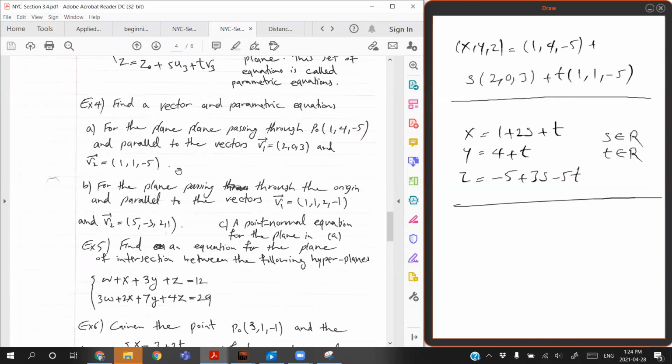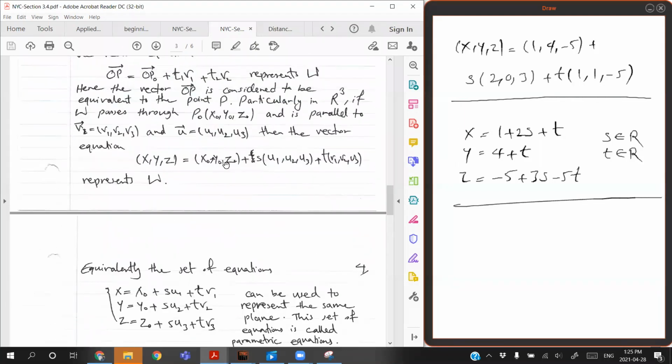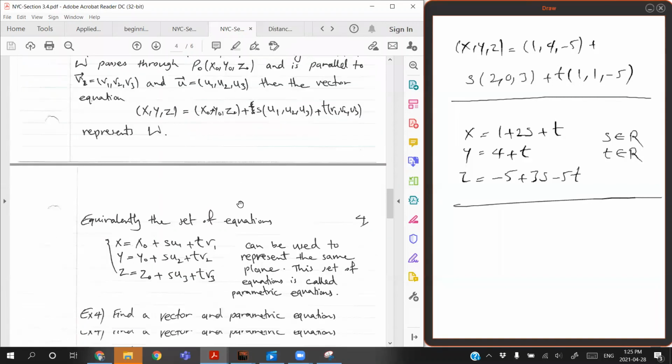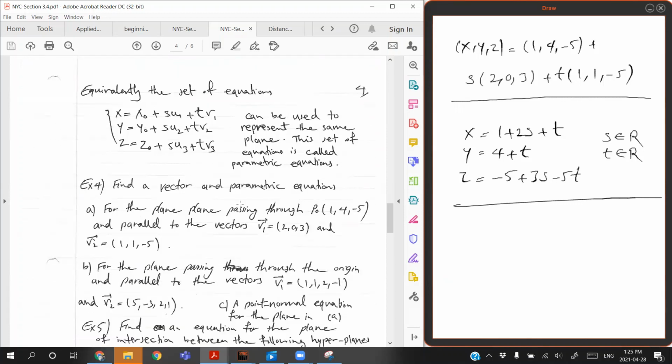Any questions in part A? Is that clear, how I answered part A? We're just using the formula, yes? P0 goes here, then s v1 plus t v2, and then you can separate x, y, and z. That would be the parametric equations.